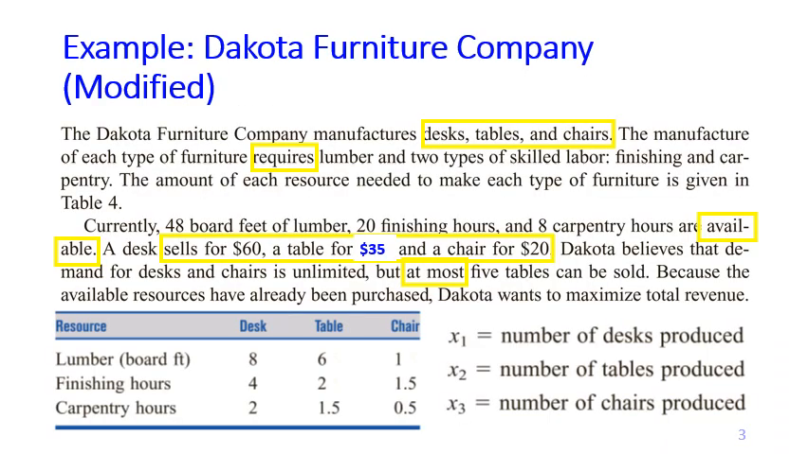We are going to use this modified example of the Dakota Furniture Company that we've seen in week 4. The difference between this example and the previous one is that the price of the table is modified to become $35. Everything else is the same. I think it was $30 before. I will give you a pause on the video to read this example again, get all the information and understand the problem.